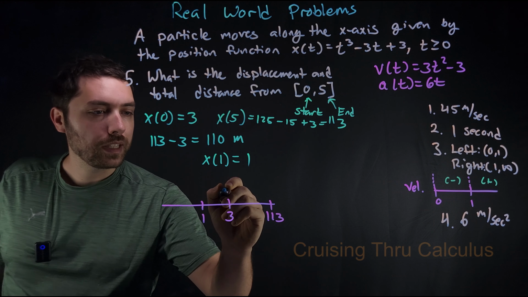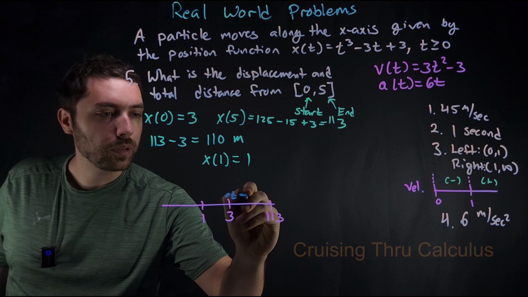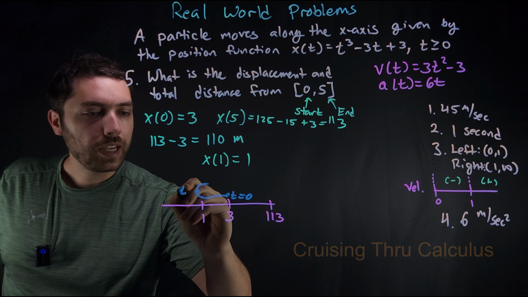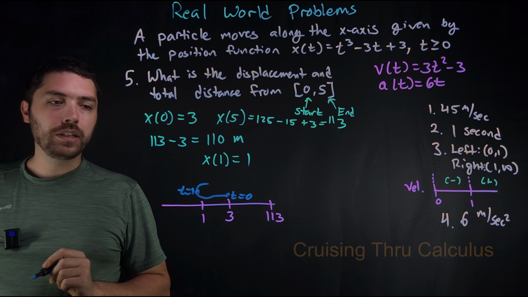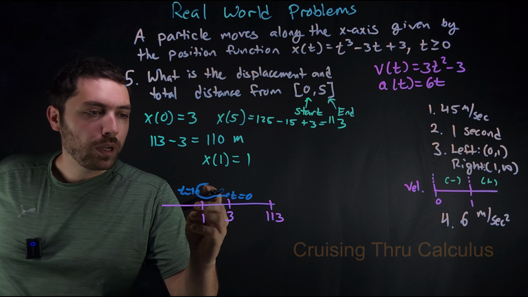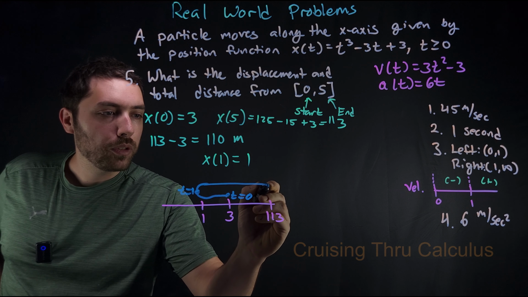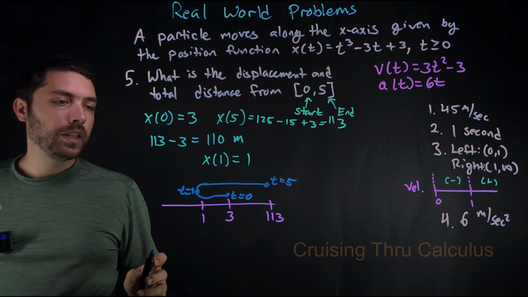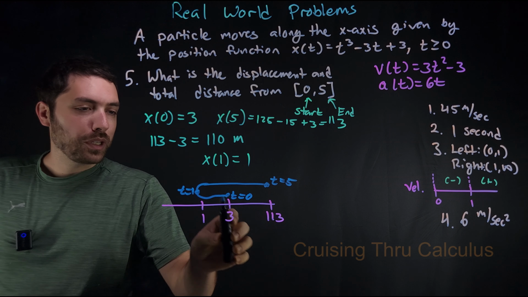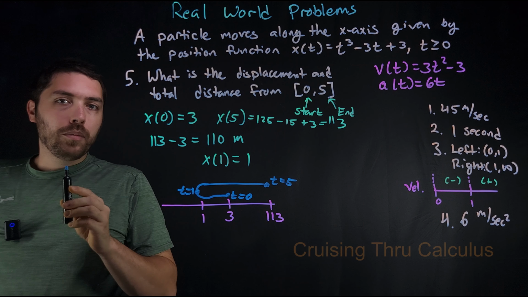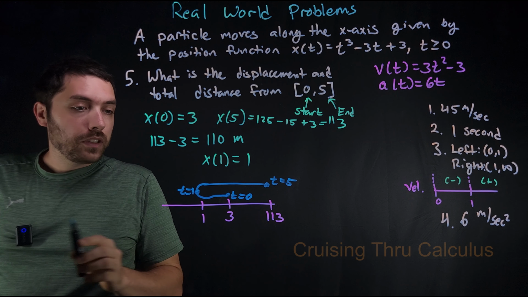So it looks something like this. We start here at t equals 0, then we move to the left, and at 1 second, we start moving to the right. And just coincidentally, at 1 second, we're at an x-coordinate of 1. And we keep moving to the right until we get all the way over to here at t equals 5. Now, I hope you can tell this is definitely not drawn to scale because this 113 should be like all the way over there. But we can figure out what all the distances are now.